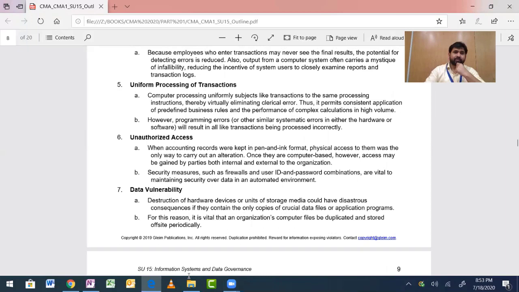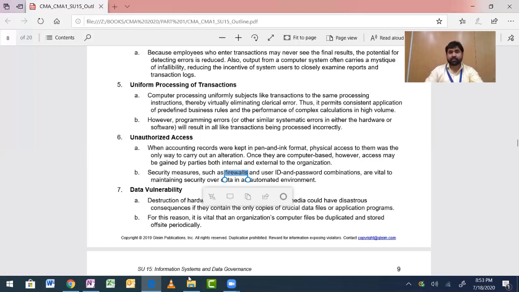When accounting records were kept in pen and ink, physical access to them was the only way to carry out an alteration. Once they become computer-based, however, access can be gained by parties both internal and external to the organization. Security measures such as firewalls and user ID passwords should be used to avoid this. Unauthorized access should be avoided. Earlier, with pen and paper, if you could physically reach the files, the register and all that, you could make some changes. Otherwise, you could not.